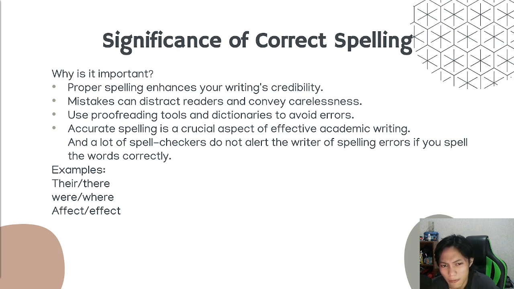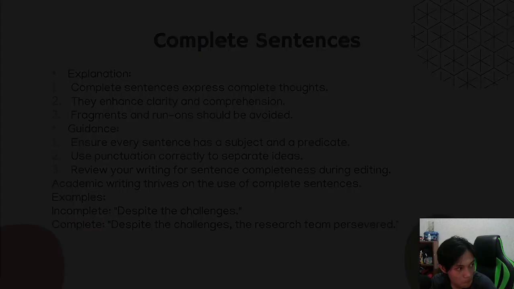Accurate spelling is a crucial aspect of effective academic writing, and a lot of spell checkers don't alert the writer of spelling errors if you spell a word correctly. For example, there is "their" and "there." It's similar but different meaning. So you have to check it.